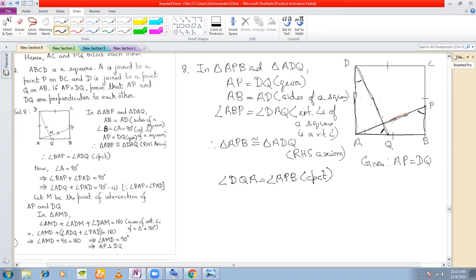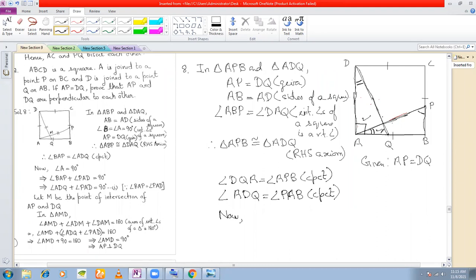What else can you say? Now we can say this angle must be equal to this angle. We can say angle ADQ is equal to angle PAB. This is also by CPCT, right? Now this angle here is 90 degree. This angle is the sum of which two angles? This angle and this angle.